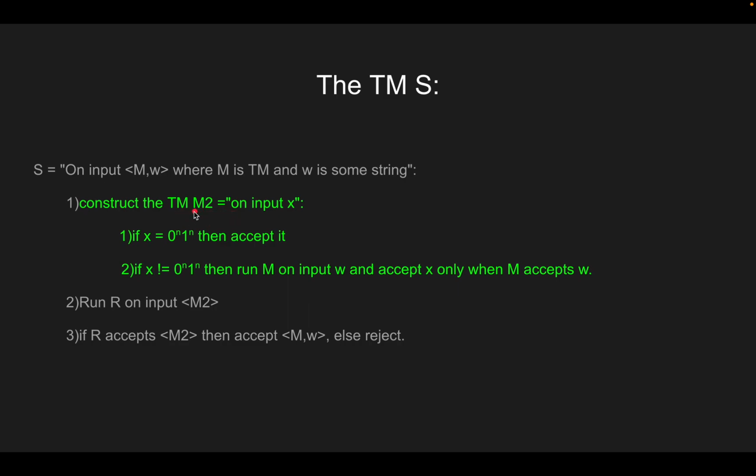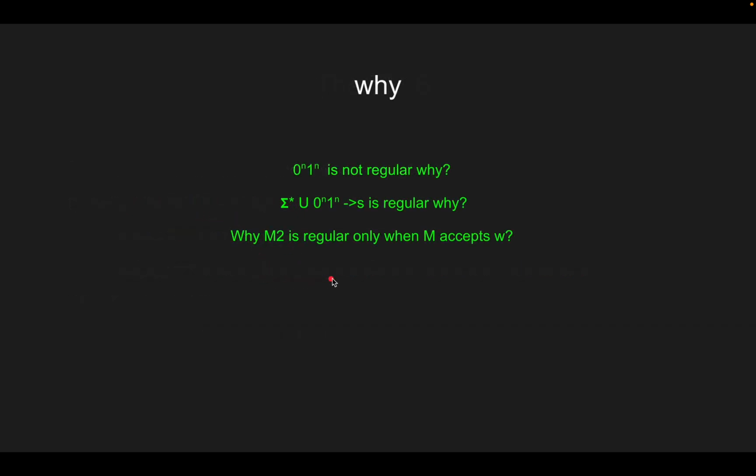It will recognize a regular language, but this will not change at runtime. It is going to be decided as soon as we define that machine. Because this M and w does not depend on this x, it is always going to be constant regardless of this x. So as soon as we define this M2, it is either going to be regular if M accepts w, or non-regular if M rejects w. So that's why this M2 is regular only when M accepts w. So we know these three whys, why these three are the cases.